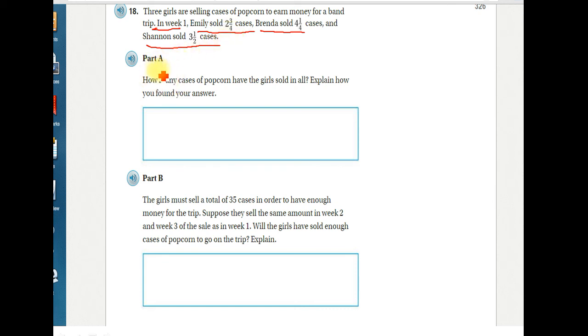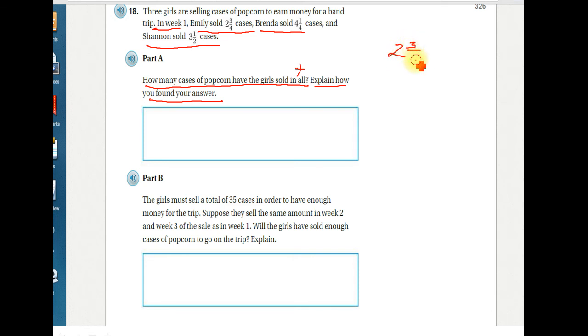Alright, let's look at part A. How many cases of popcorn have the girls sold in all? Okay, that's our question. And then explain how you found your answer. Well, if it says in all, we know we need to add, right? Total, in all, together. Those are our keywords that tell us it's going to be addition. So I'm going to have to add all 3 girls' amounts.